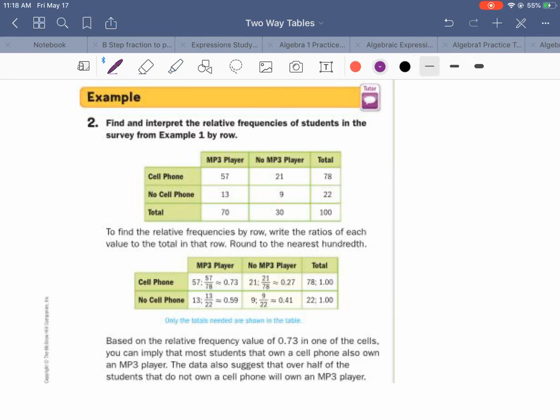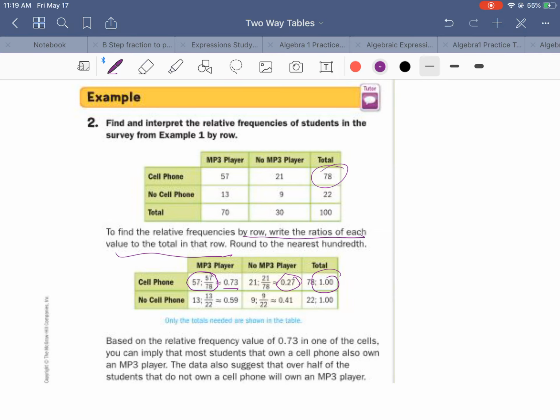To find the relative frequencies by row, write the ratios of each value to the total in that row, rounded to the nearest hundredth. So what that means is, for cell phones, for example, you would take 57 students out of a total of 78 and calculate that to a decimal, which is 0.73, which is 73%. No MP3s is 21 out of 78, or 0.27, 27%. They should add up to the whole, which is 1.0, or 100%.